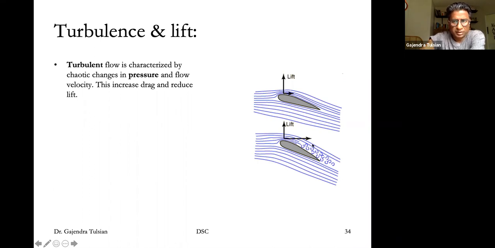So here's turbulence. Turbulence increases drag and reduces lift. Okay.